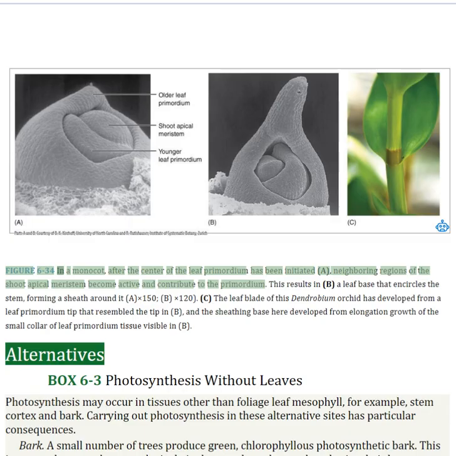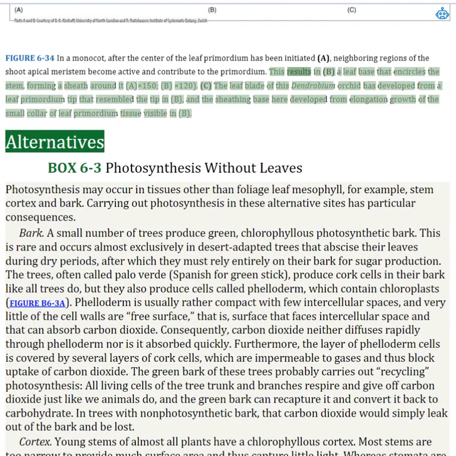Figure 6-34. In a monocot, after the center of the leaf primordium has been initiated, neighboring regions of the shoot apical meristem become active and contribute to the primordium. This results in a leaf base that encircles the stem, forming a sheath around it.